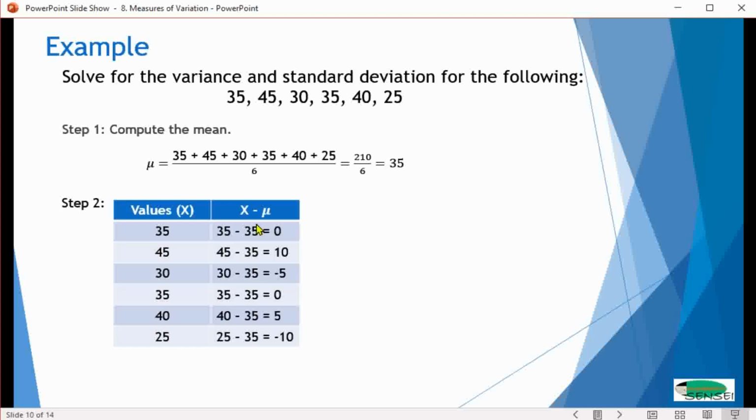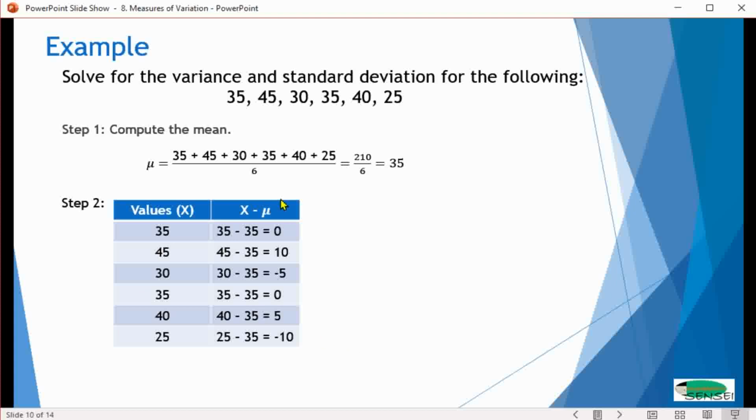So how do you get this? You subtract the X value by the mean, which is 35. So ito yung ating mean dito. Nakasubtract siya sa ating X values here. And these are the results. Is it possible to have a negative value? Of course. Because sometimes each value may be smaller than the mean.